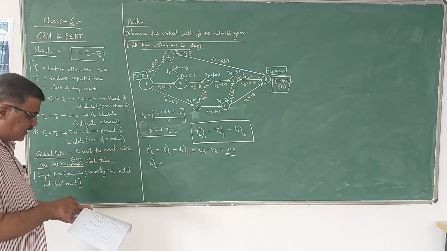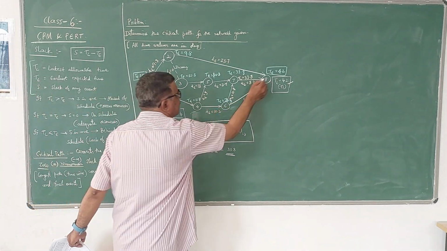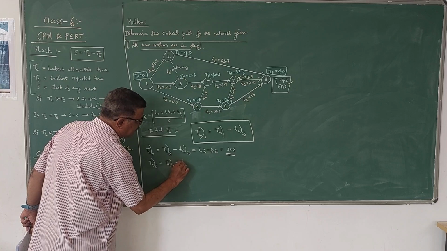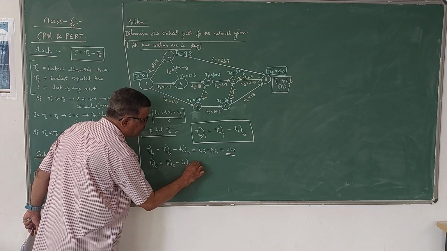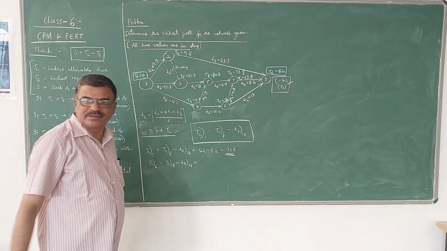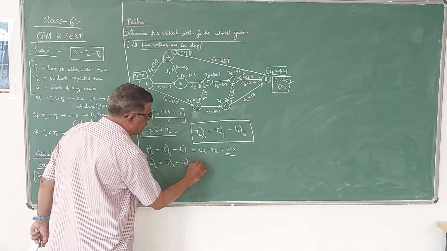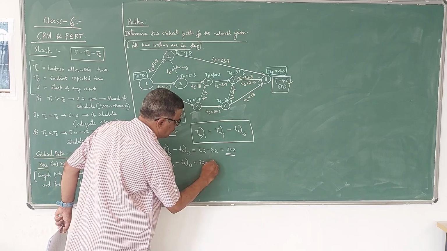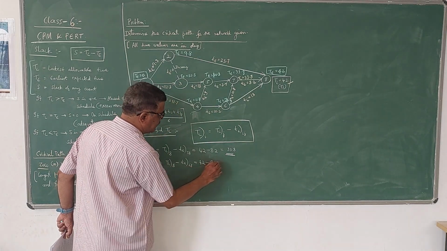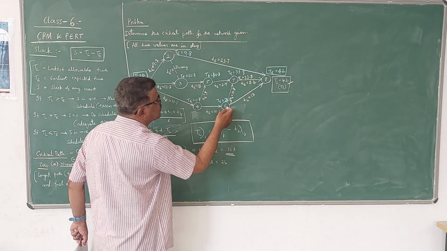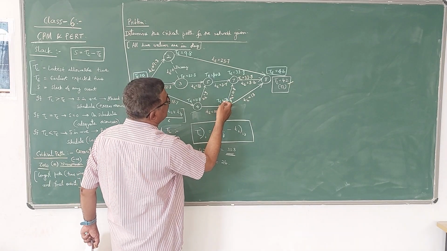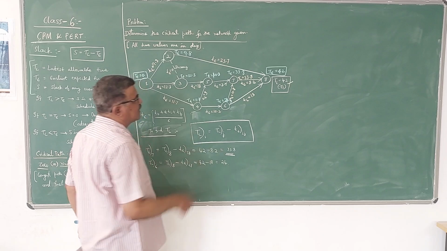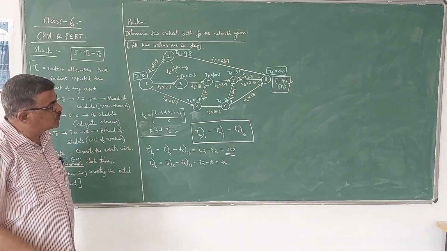Then TL6. If you take this activity, TL6 is given by TL8 minus T of 68. Correct? That means it is 42 minus what is T of 68? 18. How much is that? 24. So here also only one. Not only one, there is one more arrow going from 6 to 7 also.